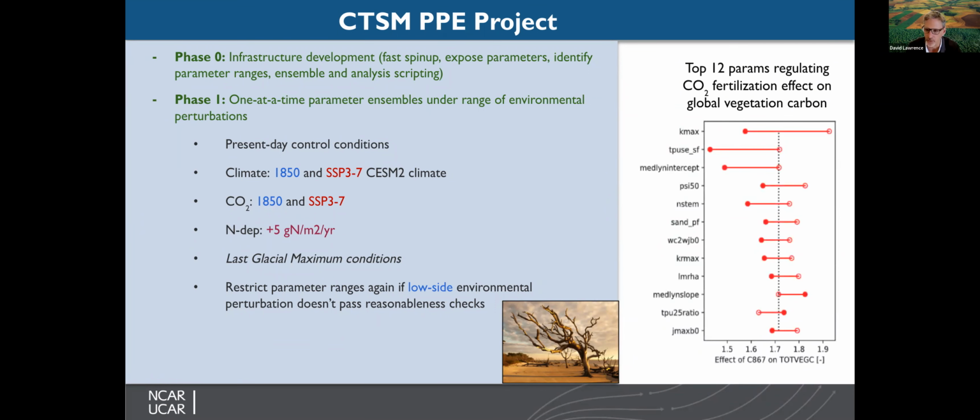And so then this is just an example of what you get out of it. This is the top 12 parameters that are regulating the CO2 fertilization effect on the global vegetation carbon stocks.